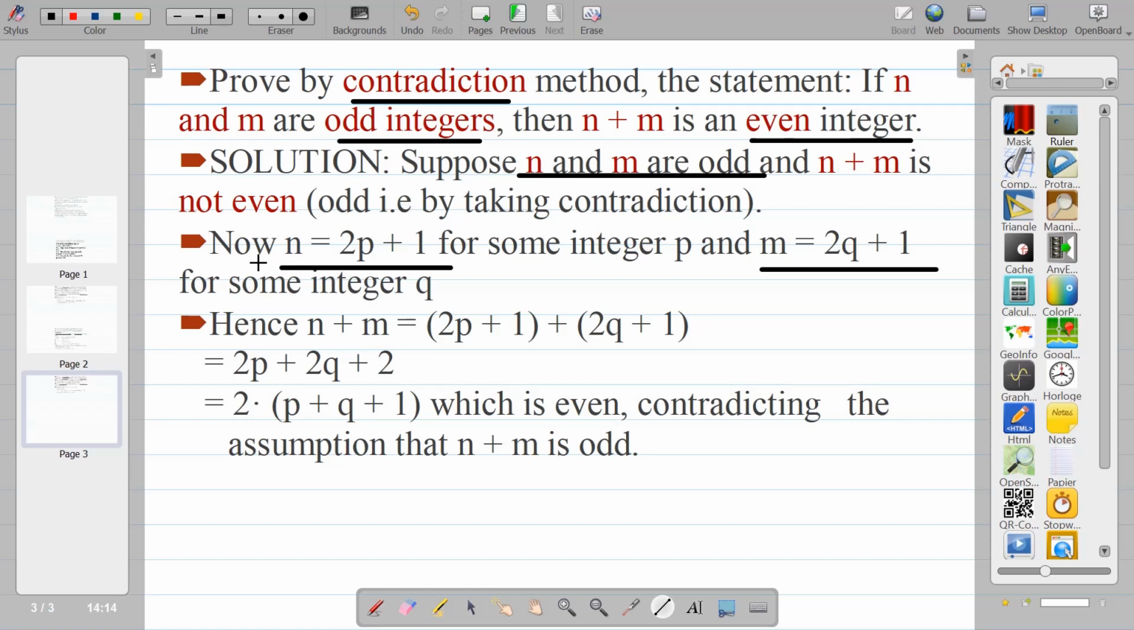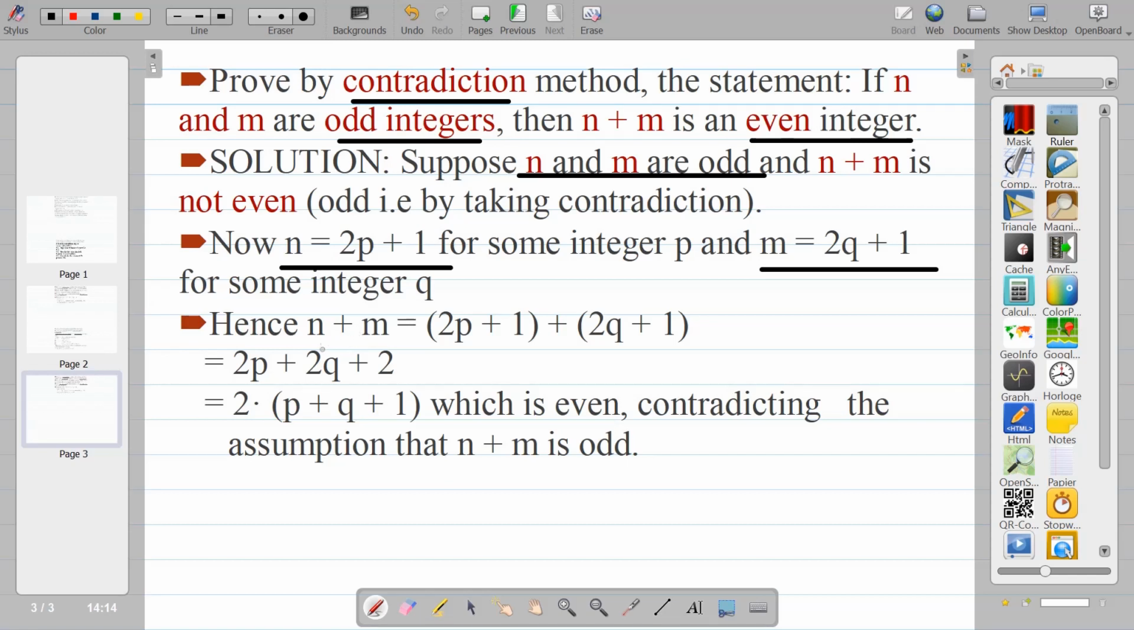So let's prove that. Now let's take our n as odd, which is equal to 2p plus 1 for some integer p, and also let's take our m as odd, which will be equal to 2q plus 1. Here we are using two different letters just to differentiate these integers, so that n and m are not just the same integer.